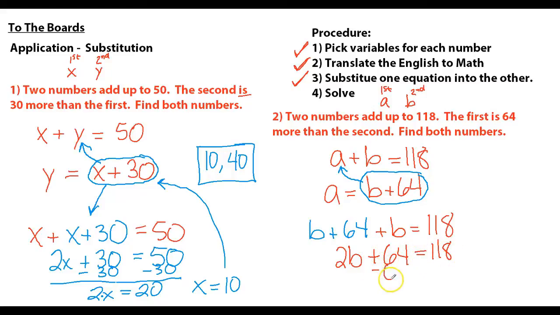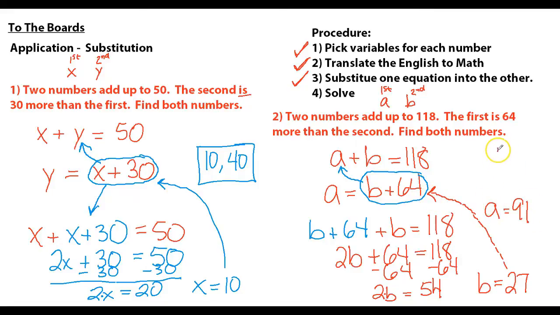We need to undo the plus 64, so we minus 64 from both sides. When we do that, 118 minus 64 comes out to be 54. I've got 2B equals 54. We'll divide by 2 to get B by itself, and I find out that B is 27. Now I need to go back and find what my first number is. To do that, I'm going to plug it back in to where I circled here. If B was 27, I know that A was 64 more, and so I get A is 91. So my numbers are 91 and 27.